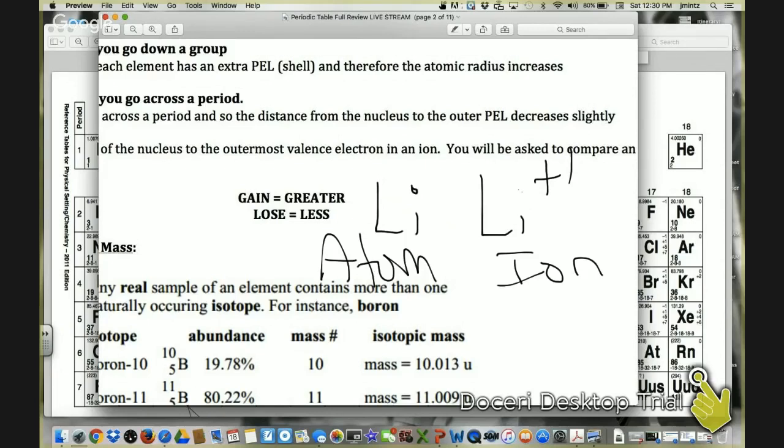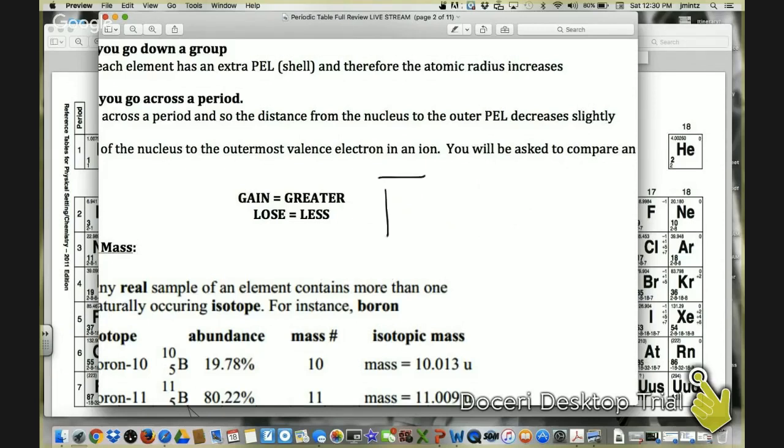If you go the other way and we talk about fluorine, there's a fluorine atom. Here's a fluorine ion. It's -1. The -1 means it's gained electrons, all right? So in this case, the ion will be bigger than the atom because it has more electrons. Okay, very simple.